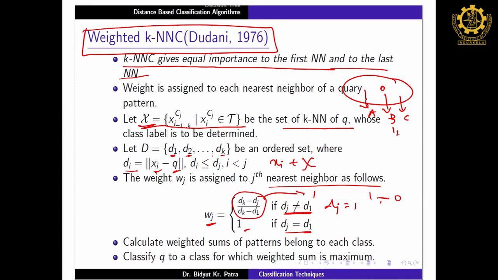So, we have 3 points here for class A. Now, we will add the weights W 1, W 2 and W 3. Under B, again 3 points, we sum up these weights, and again we sum up the weights for class C, and wherever we get the maximum value, that will be the class label for the unseen object. So, calculate the weighted sum of the patterns belonging to each class, and classify q to the class whose weighted sum is maximum. That is called the weighted k nearest neighbor classifier.